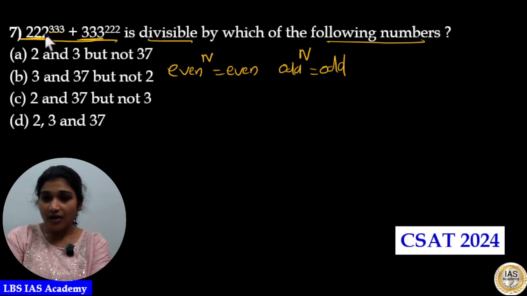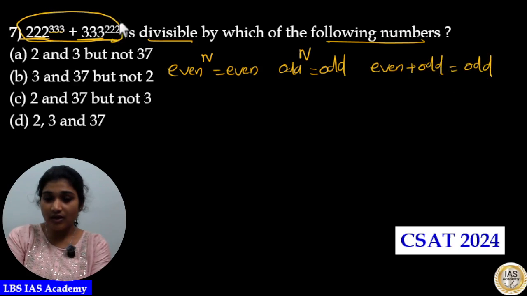Which means here the first term is even and the second term is odd. So even plus odd will give you an odd number. So this whole term is an odd number. An odd number is not divisible by 2, which means options A, C and D are eliminated. Option B is your right answer because an odd number is not divisible by 2.